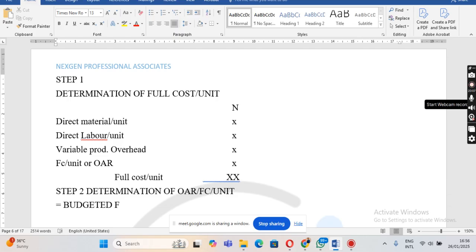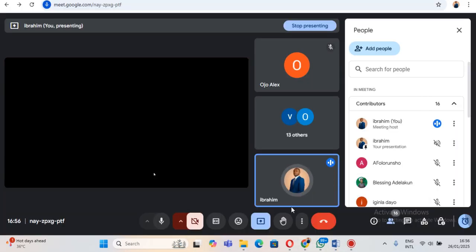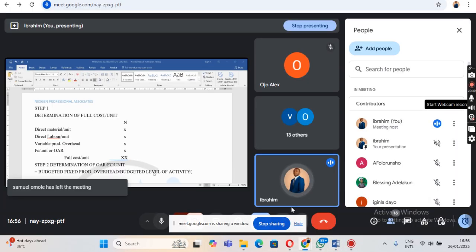Budgeted fixed, then it is projected fixed production overhead, right? Or fixed production cost or fixed production overhead, divided by budgeted level of activity. Don't forget that I said activity depends on the company. You need to watch out for the company's basis of absorption. That is what you will need to watch out for.